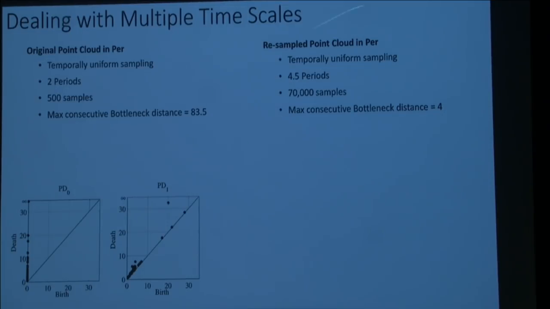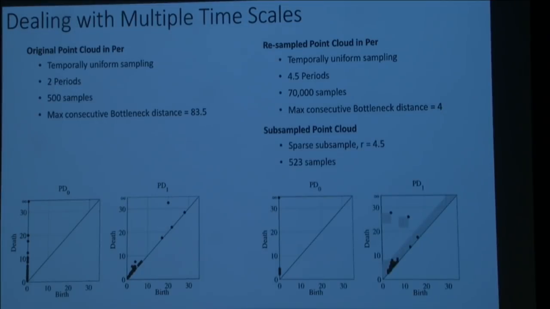This is way too big for any computer out there at the moment. So we have to subsample the point cloud. So we sparsify it and say, well, I'm going to choose some covering of points so that I know that every single point of my subsample is distance 4.5 away from the original. And that actually thins it out considerably. There's only 523 samples left. And here is the resulting persistence diagram.